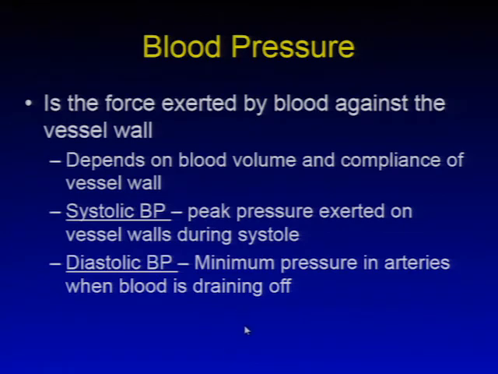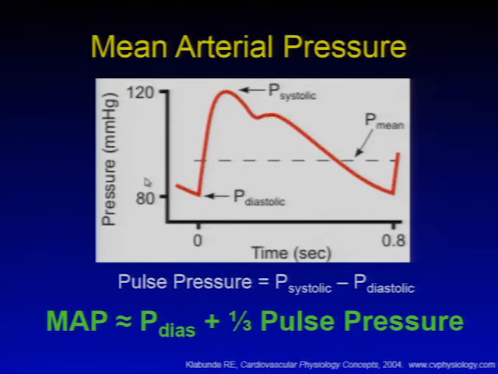Blood pressure is the force of blood that's exerted against the vessel walls, and it's primarily dependent on blood volume, as well as compliance within the vascular tree. Systolic blood pressure, as you know, is the peak pressure exerted during systole, and diastolic blood pressure is the minimum pressure as blood is running off. We often just have a systolic and diastolic blood pressure, but quite often we think of patients in terms of their mean arterial pressure when we're talking about perfusion of the various organs. Mean arterial pressure is approximately equal to diastolic blood pressure plus 1/3 of the pulse pressure.